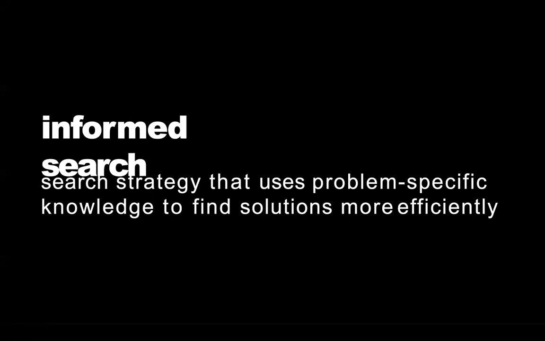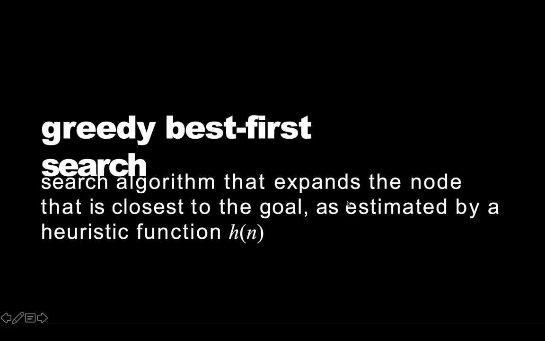Now we will look into informed search, which has an additional feature of knowledge related to utility, cost, or the domain knowledge in the search strategy. So one of the most famous informed search algorithms is called greedy best first search.